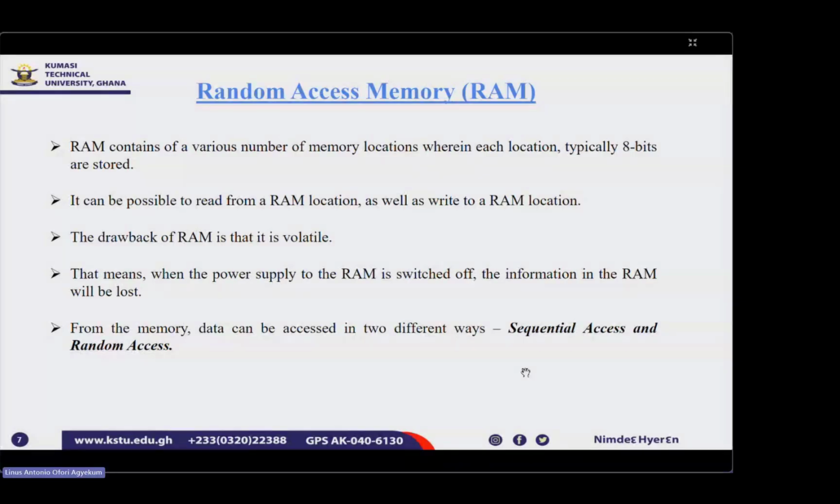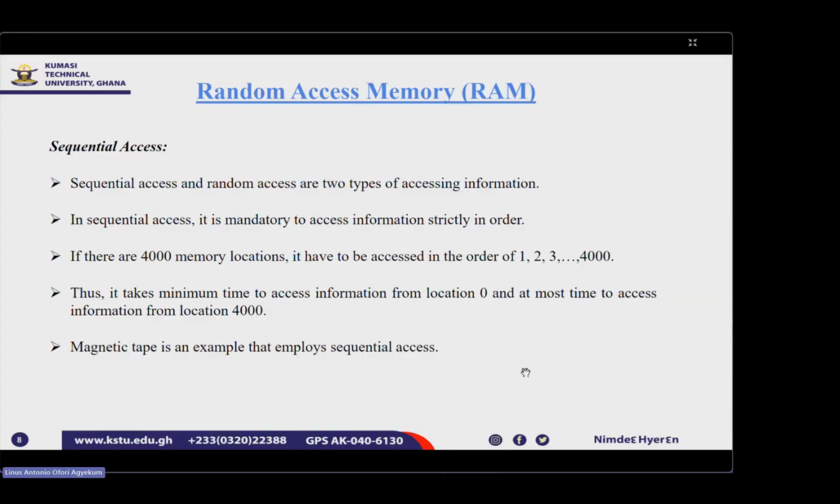So, since we can write and read from the RAM, there are 2 ways to access data from the RAM. And these 2 ways are the sequential access and the random access. So let's quickly look at what sequential access feature of a RAM is.